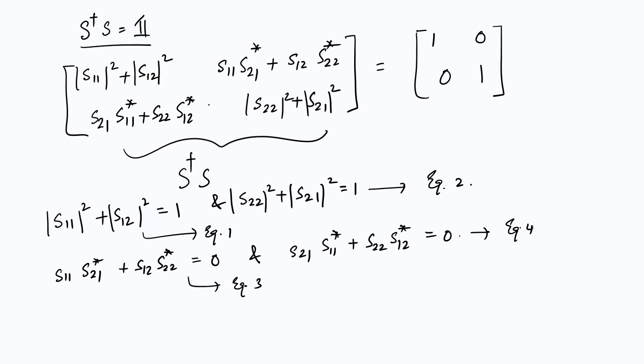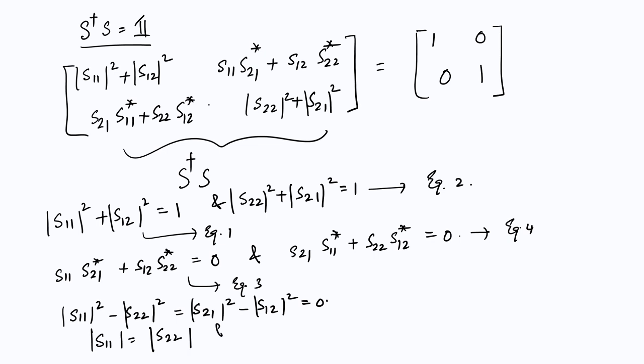If you subtract equation 2 from 1, what you get is the following: S11 mod square minus S22 mod square is equal to S21 mod square minus S12 mod square, which is equal to 0. This tells you that S11 mod is equal to S22 mod and S21 mod is equal to S12 mod. The reason we write it with a modulus is because these are in general complex numbers. So these are the elements of the S matrix and their interdependencies that we wish to talk about.